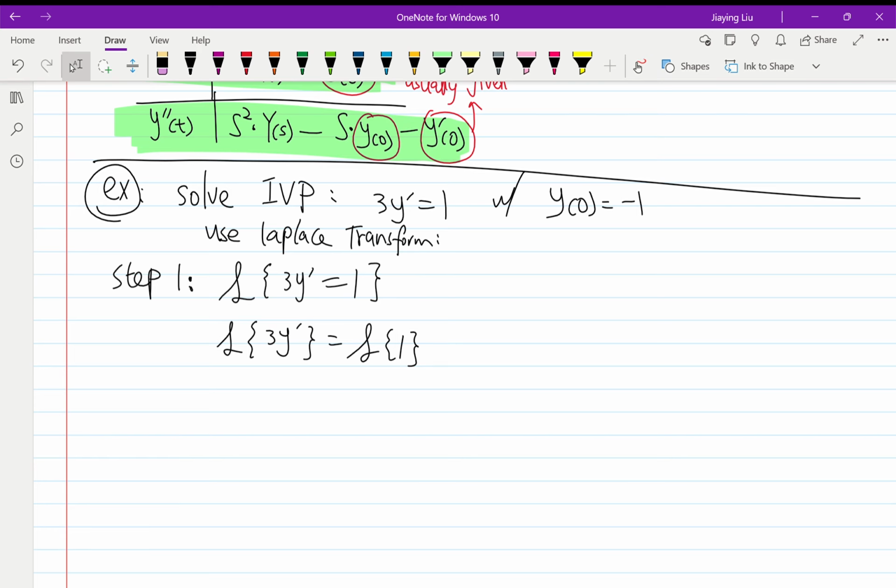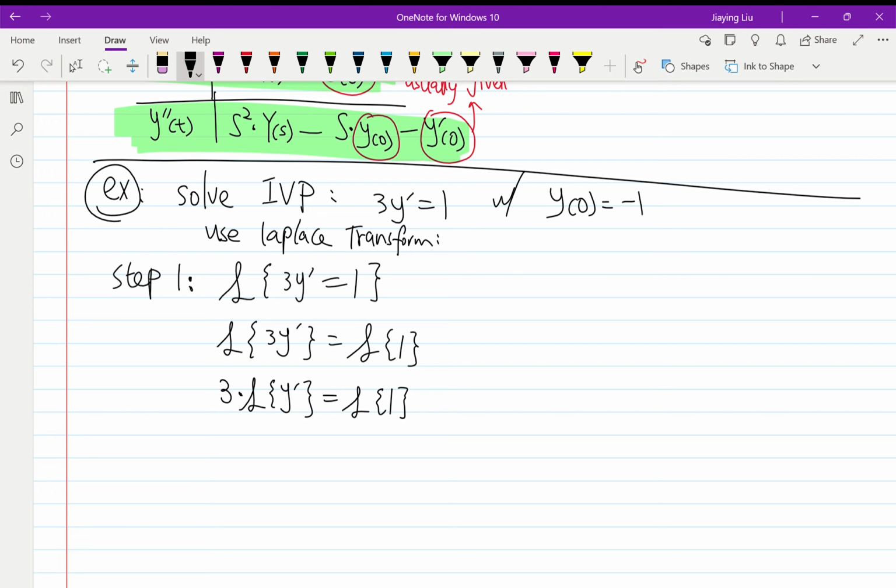This constant 3, we can put it outside of the Laplace there. So the 3 is outside, so 3 times the Laplace transform of y prime equals the Laplace transform of 1. So that's the first step. And obviously we have to know what each of the Laplace transforms is, right? So how do we find that?